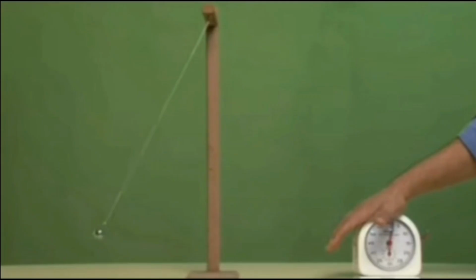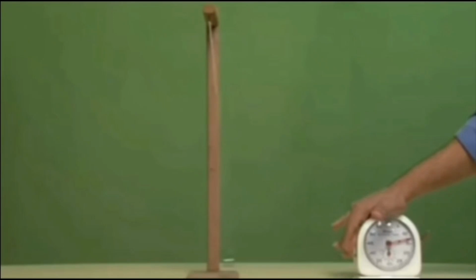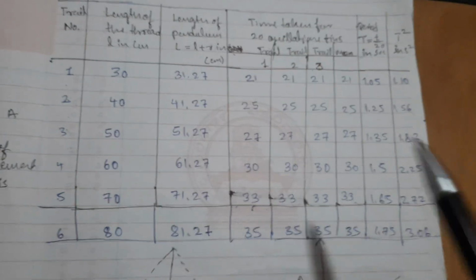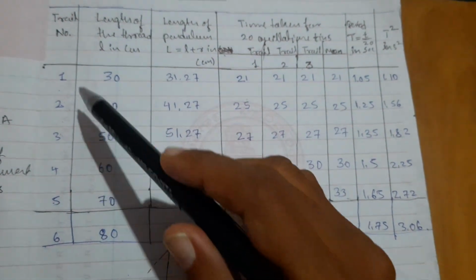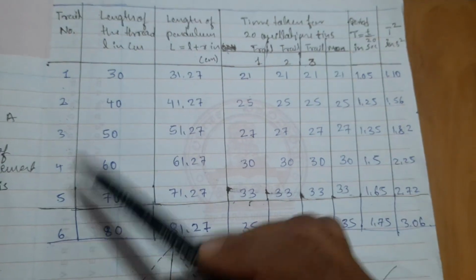So 1, 2, 3, 4, up to 20 oscillations you should count. After 20 oscillations, you just stop the stopwatch and then note down the time. So this is how you can take the reading. You can take a minimum of 6 trials.